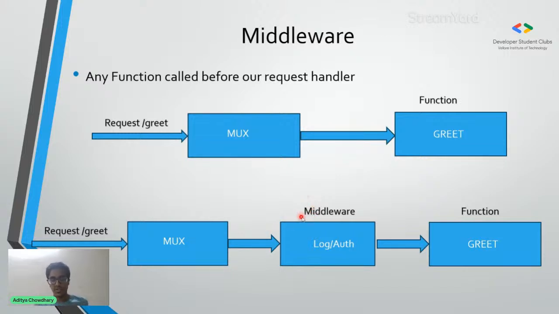And so this is how the flow looks like, right? Middleware is in the middle, and it's in the middle of our server mux and our handler, so that any request that comes to our handler, it first goes through our middleware.